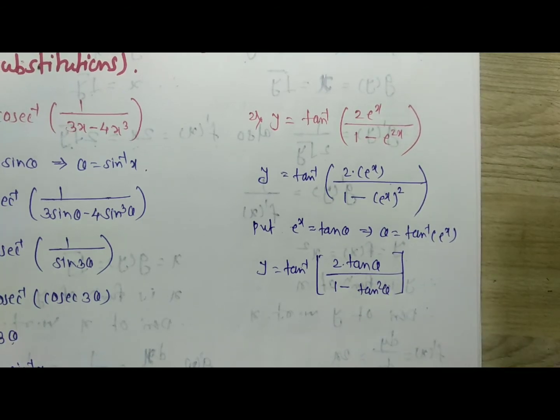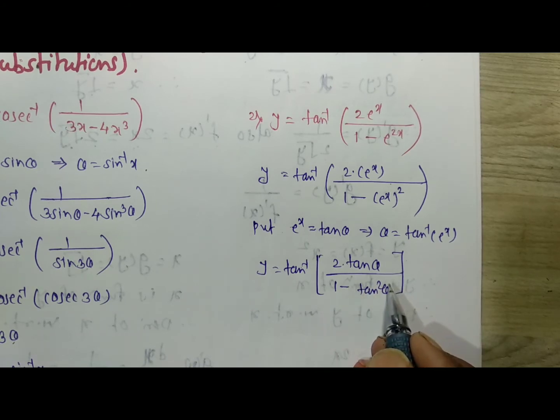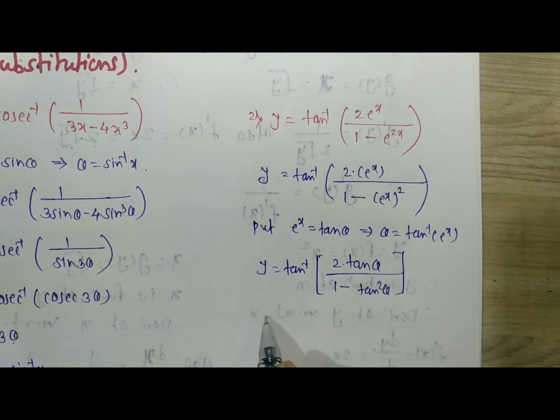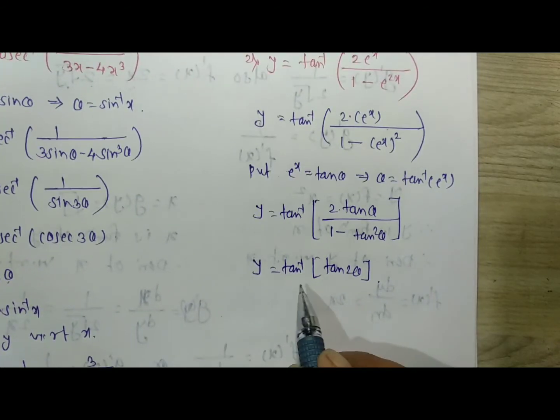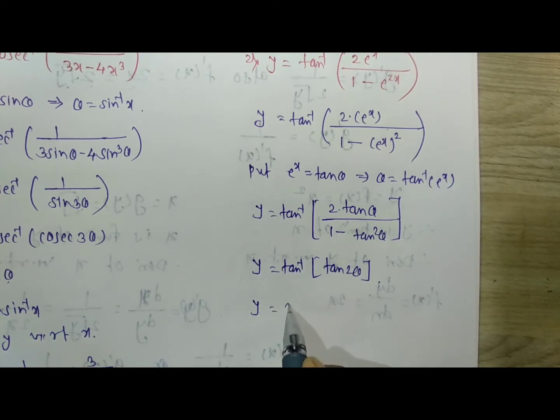That means you will get 2 tan theta divided by 1 minus tan square theta, and it is nothing but tan 2 theta. This formula is very well related with tan 2 theta, and therefore you will get y is equal to tan inverse inside the bracket tan 2 theta. Tan inverse and tan cancel each other, so y is equal to 2 theta.